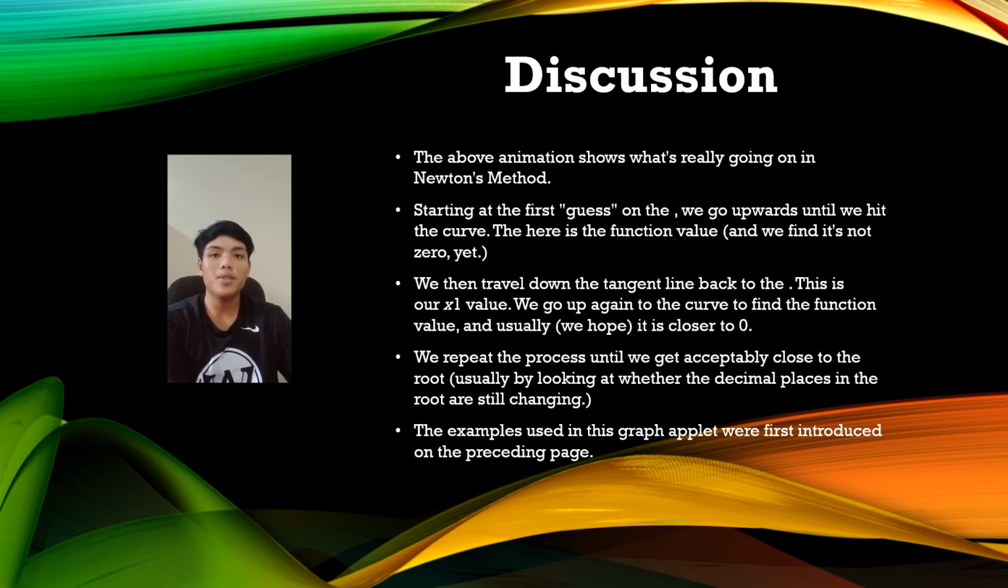We repeat the process until we get acceptably close to the root, usually by looking at whether the decimal places in the roots are still changing. The examples used in this graph applet were first introduced on the preceding page.